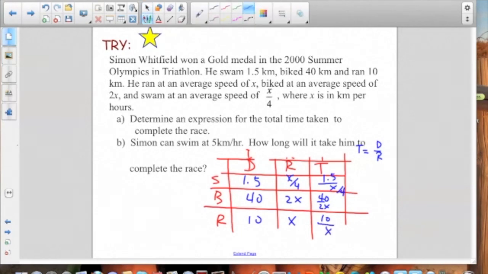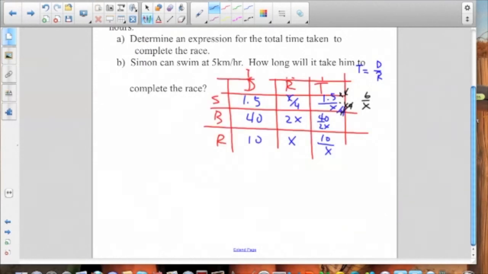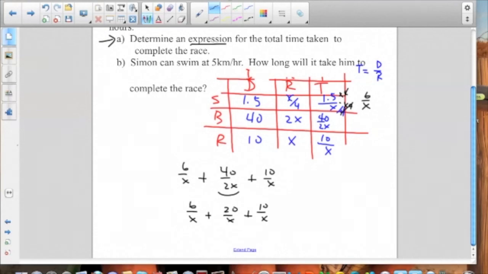Okay? So here we have complex fractions. We did this earlier. We multiply that by 4, and that by 4, so we get 6 over x. Now we're going to put all this together because it's asking, in the first part, to determine an expression. So we have 6 over x plus 40 over 2x plus 10 over x. We can simplify that to 10 over x. So now that's the answer to A.